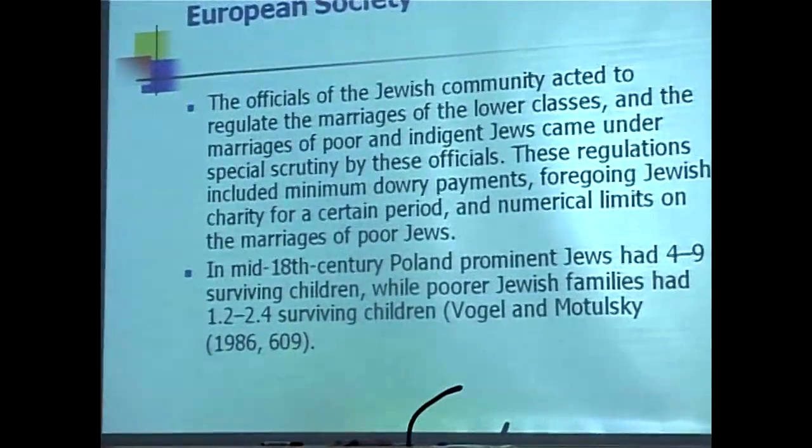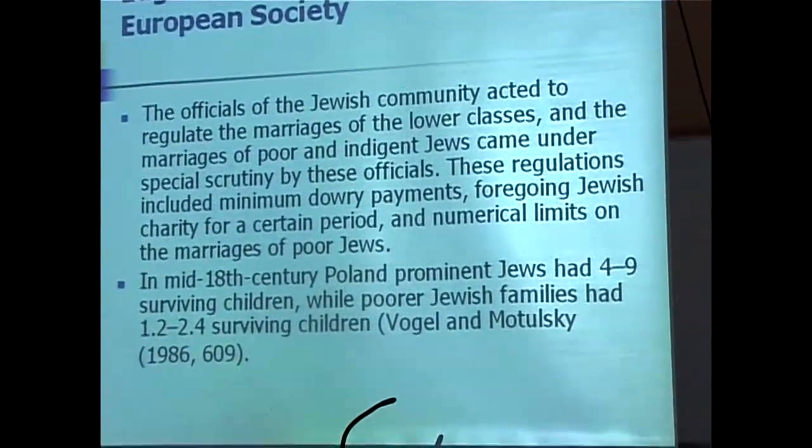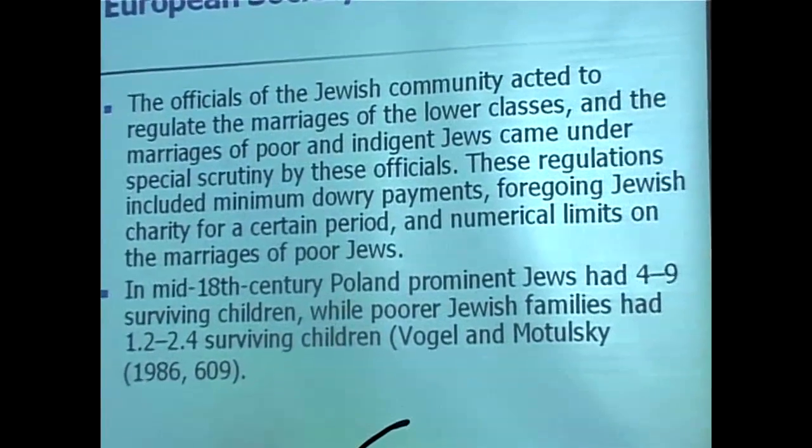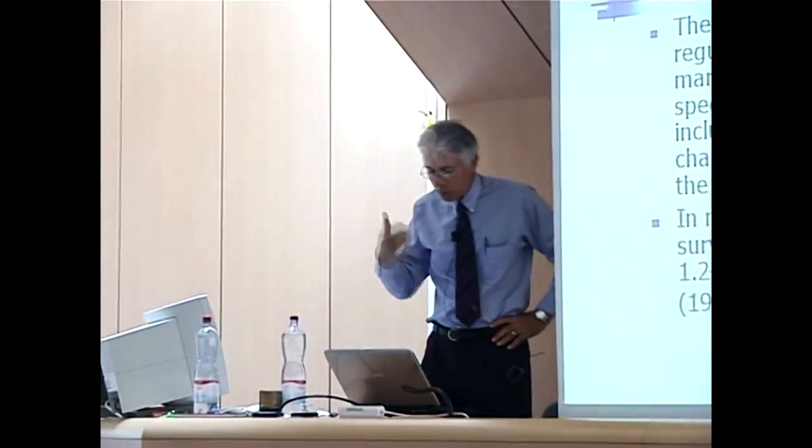The officials of the Jewish community also acted to regulate the marriages of the lower classes. So if a poor Jew wanted to get married, it was kind of hard because they would insist that he have a certain amount of money. They did not want to have to support him later, because in Jewish communities, all the charity came from within the Jewish community. It didn't come from outside. So with these regulations, they would insist on dowry payments. They would say you couldn't have any charity at all for a few years, say, and they would restrict how many poor Jews could get married. So again, what you're having is this pressure for the elite people, the smarter people, the people with more money, to be able to have better marriages and more children.